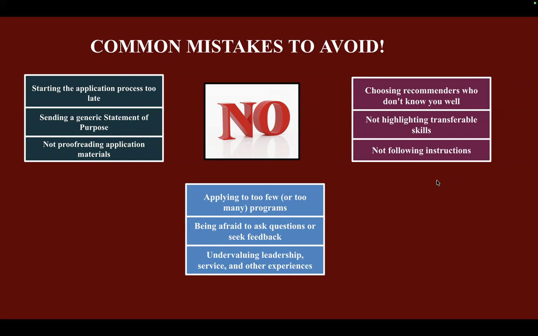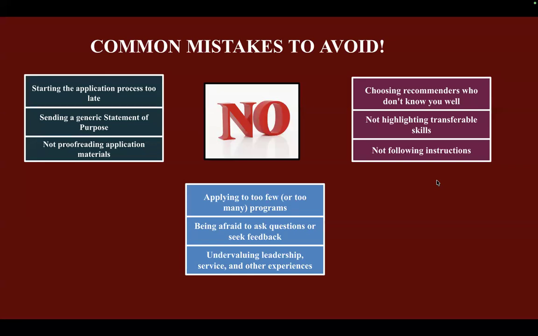And then another thing is being scared of asking for feedback or asking questions, because you yourself cannot probably know everything. So you want people to look through your research statement, your personal statement, or your statement of purpose, and get feedback from them on how you can improve it so that it's more competitive.